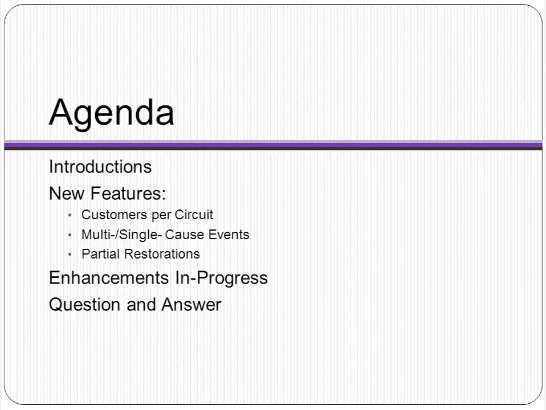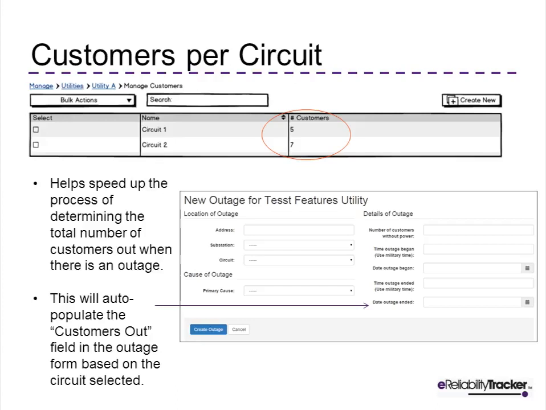Just to start, we're going to go ahead and start off with one of the more simple features, which is called Customers Per Circuit. This new feature is going to allow you to enter a number of customers on each circuit. And when you enter an outage, the system will auto-calculate the total number of customers that are out of power based on which substation or circuit you select.